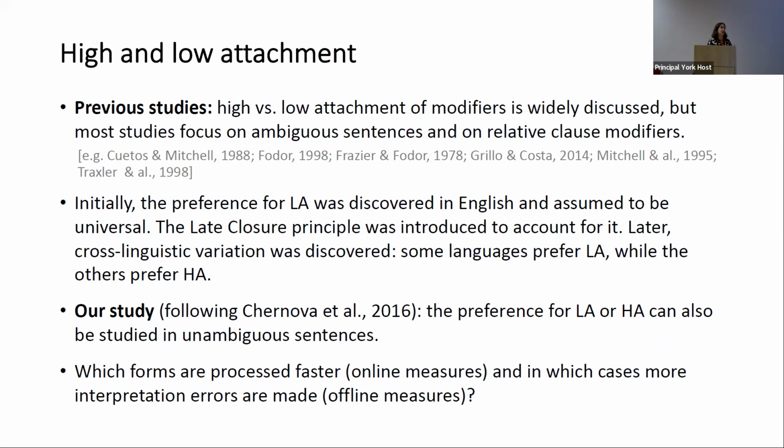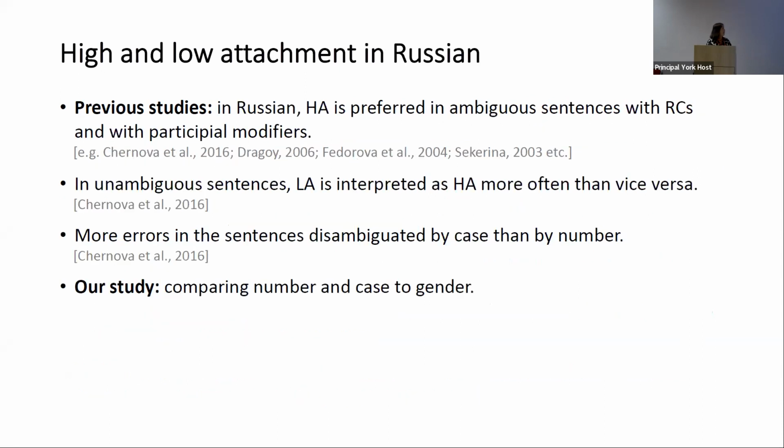If you look at, first of all, which forms are processed faster in online measures, you can see whether, in the same conditions, people prefer high or low attachment in unambiguous sentences, and in which cases interpretation errors are made. This is an offline measure. So if, for example, in many sentences that have unambiguous low attachment, people choose high attachment when interpreting, it means that there is a preference for high attachment.